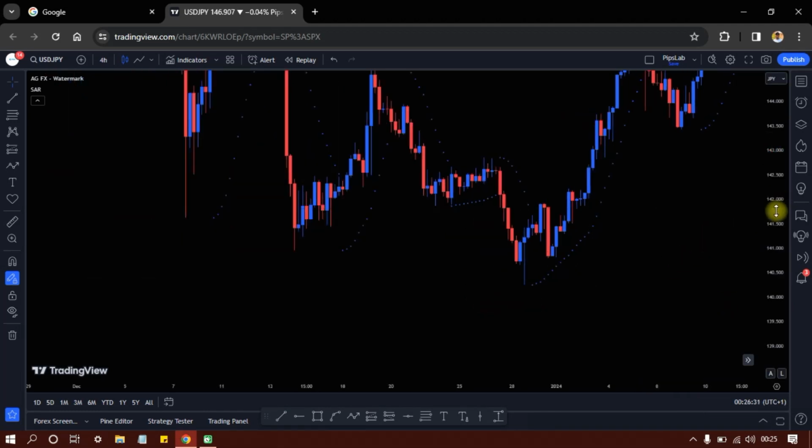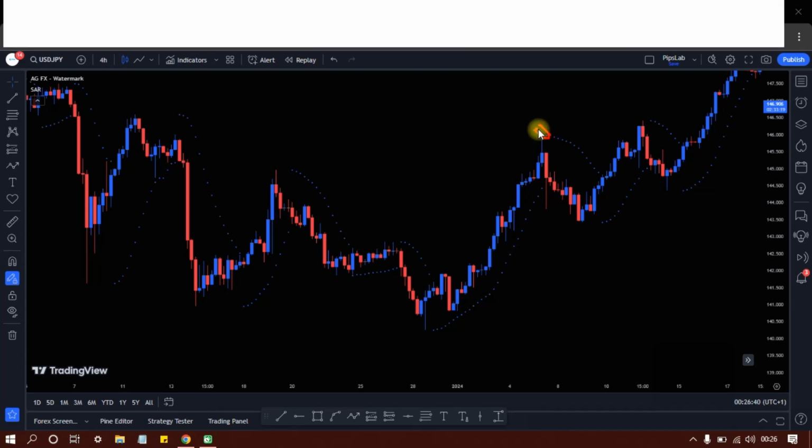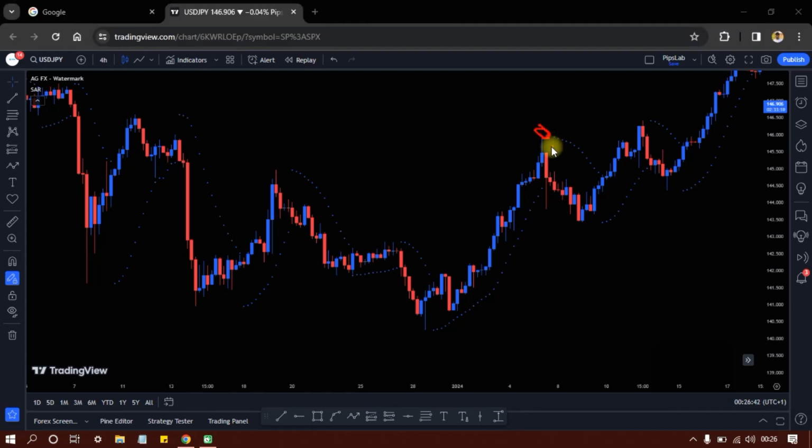Now, targeting the next higher prices, all you have to do to know your exit point is that when the parabolic SAR starts forming above the charts, immediately you start seeing the parabolic SAR dot above the chart, you exit your long or your buy trade at that particular point.